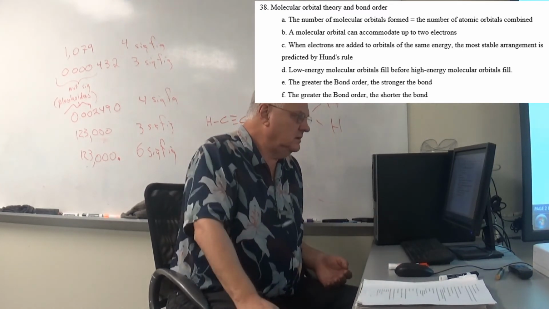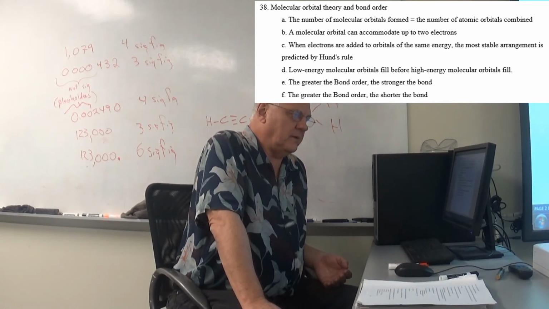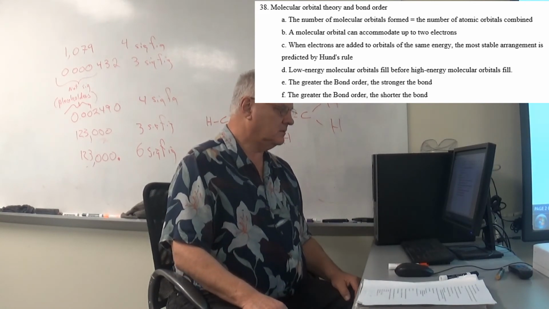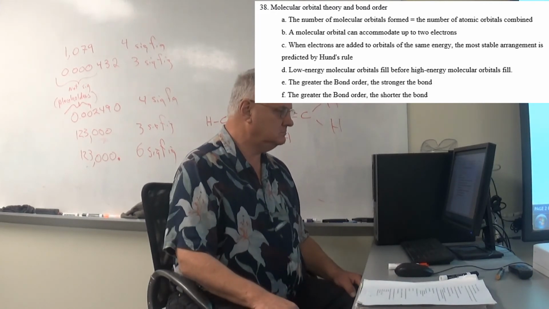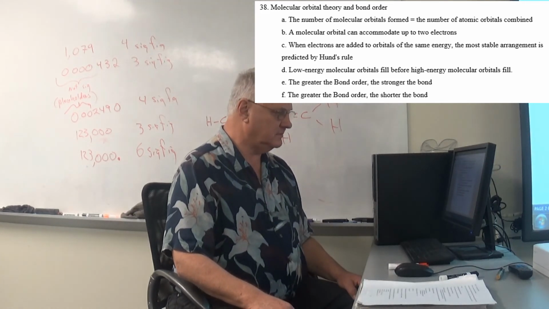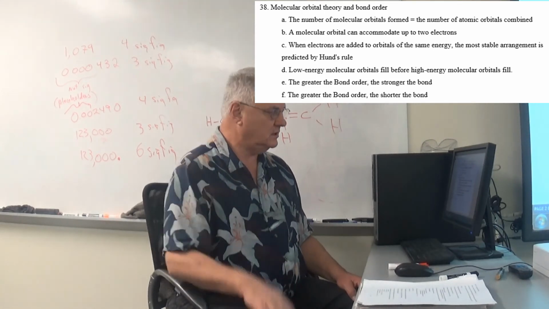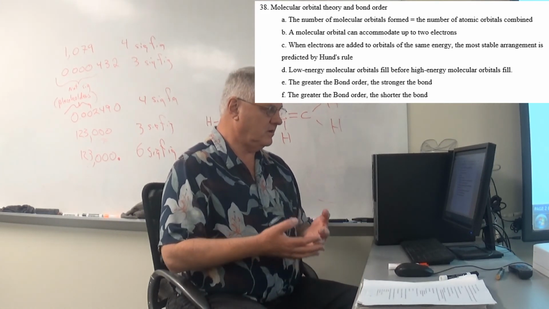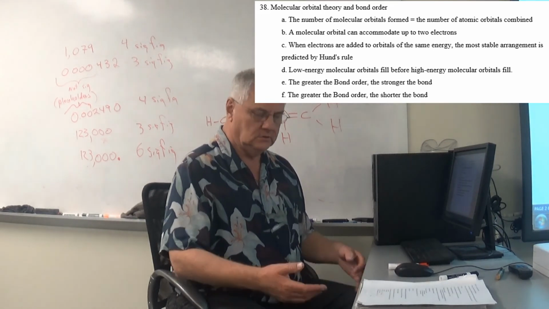Very easy equation. The number of molecular orbitals formed is always equal to the number of atomic orbitals that combined to form them. A molecular orbital can accommodate up to 2 electrons, and this was also true with atomic orbitals. When electrons are added to orbitals of the same energy, the most stable arrangement is predicted by Hund's rule. So we use Hund's rule with molecular orbitals, just like we used Hund's rule for atomic orbitals. Low energy molecular orbitals fill before high energy molecular orbitals fill. That's Aufbau principle. You just work your way up.